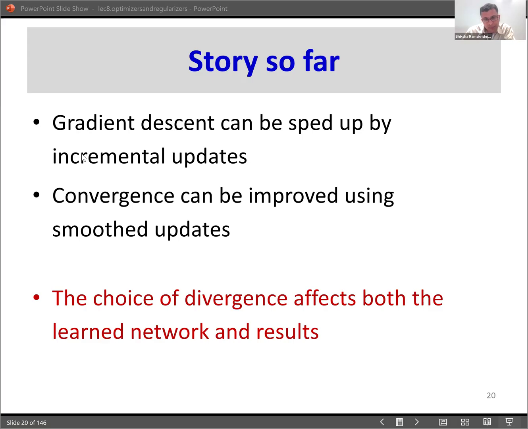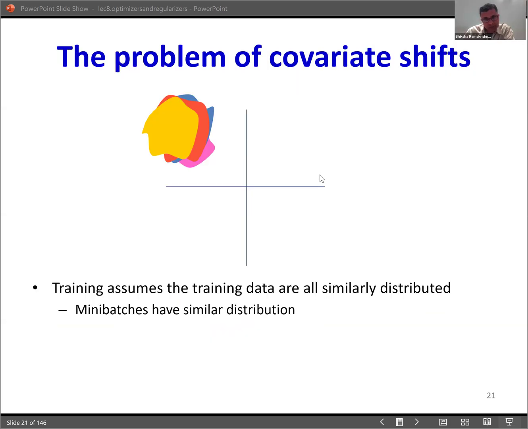So, the things we've seen in the last class: gradient descent can be sped up by incremental updates. Convergence can be improved using smooth updates. We also see that the choice of divergence affects both the learned network and the results, because it affects how well the gradient descent will converge.